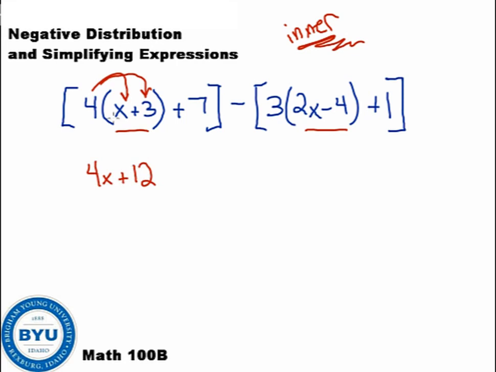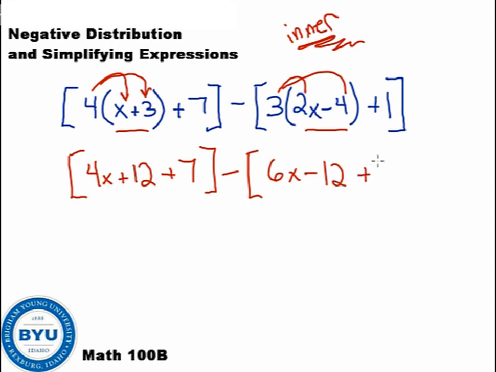Now that we've distributed the 4, there are no more parentheses there. Okay, we do have these brackets. And I have a minus, and I'm going to go ahead and distribute the 3 in. And when I do that, 3 times 2x is 6x, and 3 times negative 4 is negative 12 plus 1. The next step then would be to work with the brackets. We eliminated the parentheses. Now we can work inside with the brackets.